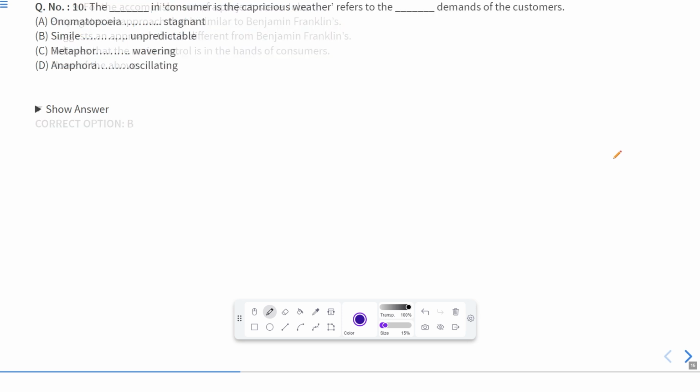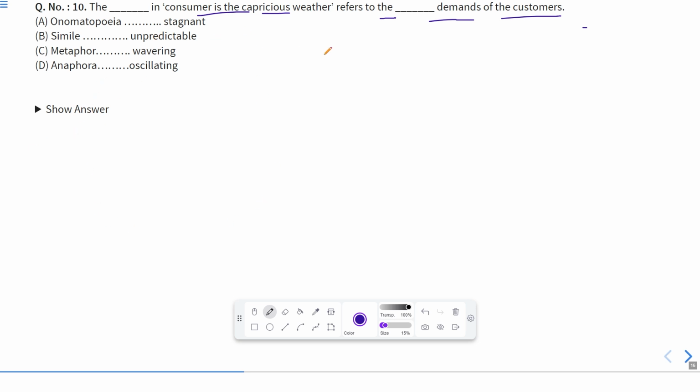Now let us move to the next question. The dash is consumers is the capricious weather, refers to dash demands of the customers. They are asking which figure of speech is there in "consumer is the capricious weather." Also, they're asking about the reference of it to the demands of the customers, and how it defines the consumers or the customers' demands.